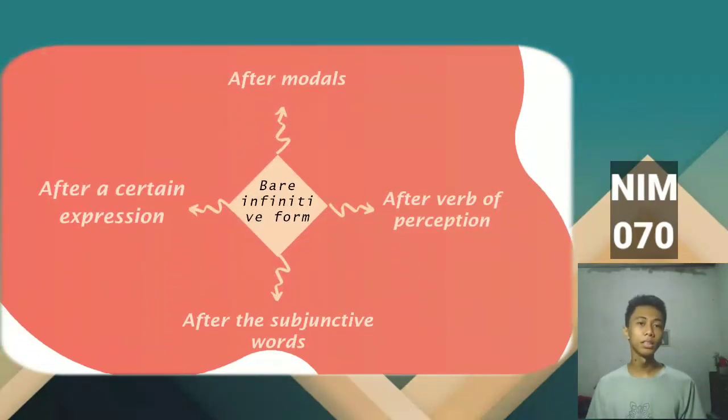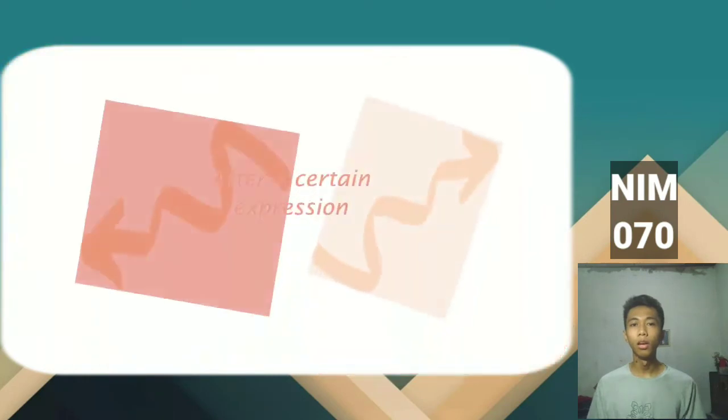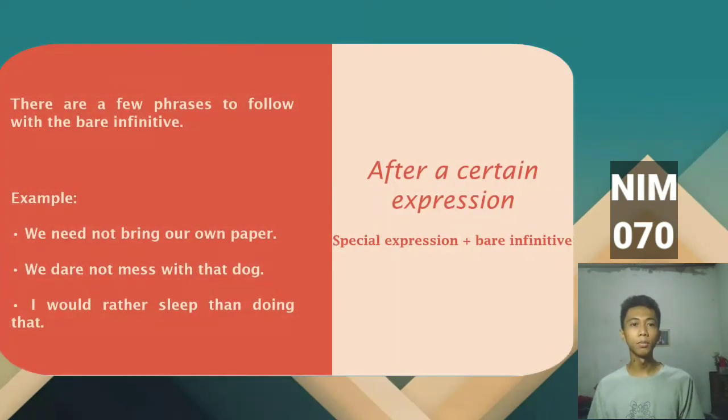The fourth one is after a certain expression, with a general formula of special expression plus bare infinitive. The same as with gerund, there are a few expressions that must be followed by an infinitive, a bare infinitive in this case. For example, we need not bring our own paper. The special case here is the expression need not, and because that is a special case, we have to follow that by a bare infinitive, bring.